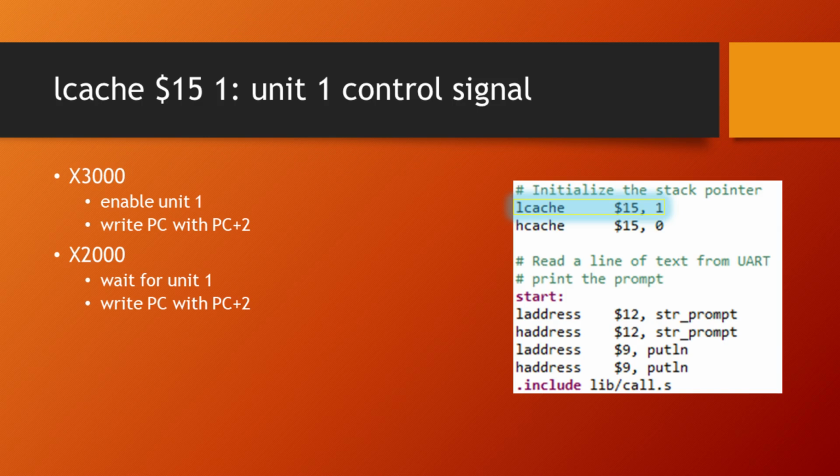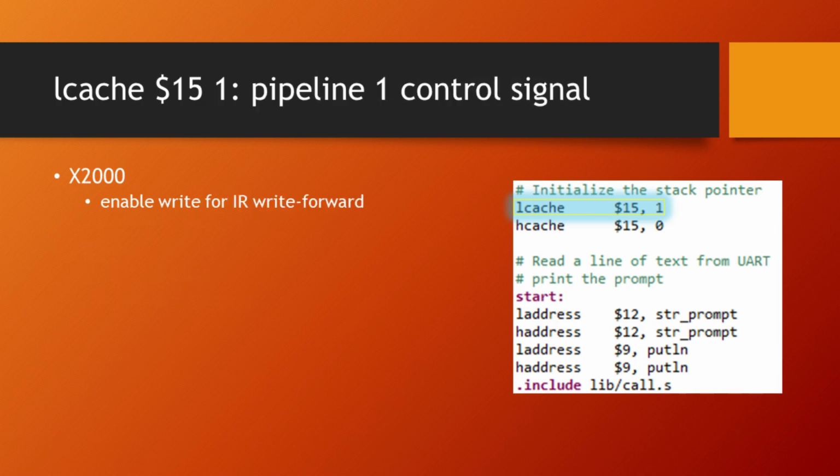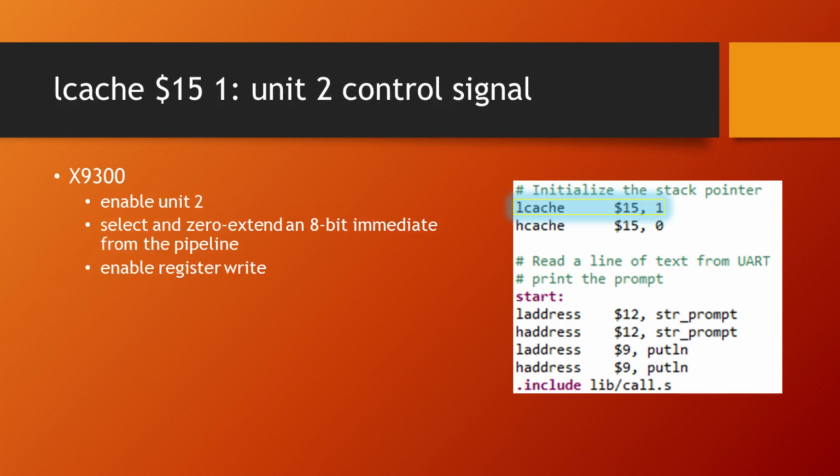Hex 2000 enables a pipeline register write for the instruction register. Hex 9300 enables Unit 2, selects the appropriate control signals for the instruction register and register file data input, and enables a register write.